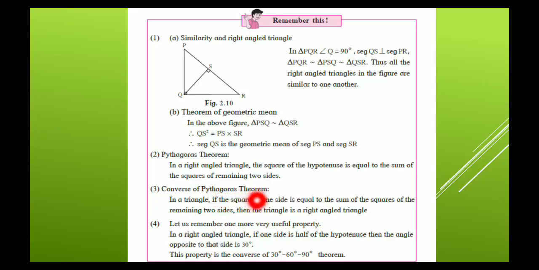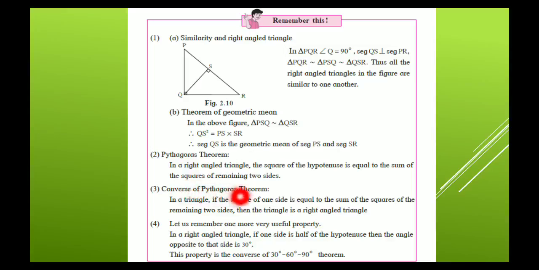Converse of Pythagoras theorem. In a triangle, if the square of one side is equal to the sum of the squares of the remaining two sides, then the triangle is a right angled triangle. Okay, this is the converse. When the square of one side is equal to the sum of the squares of the remaining two sides, then the triangle is called a right angled triangle.